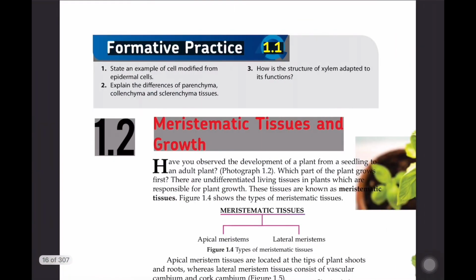Right, and that is 1.1. We'll go to 1.2 in the next video.